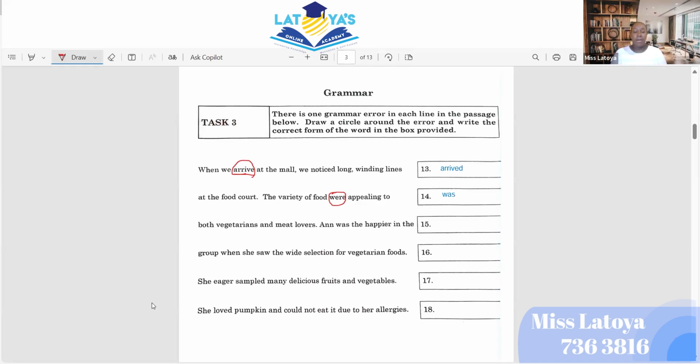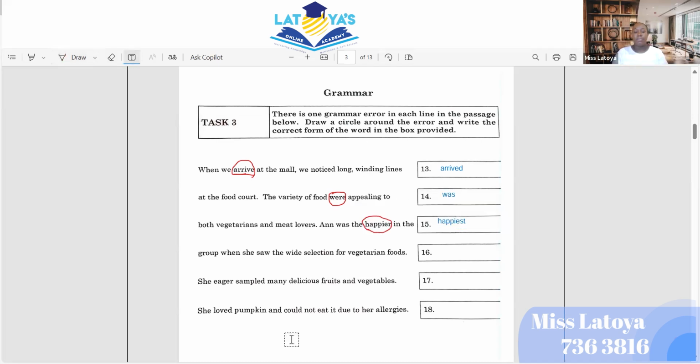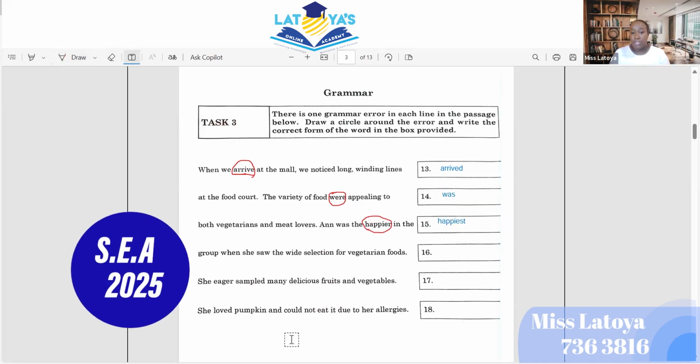Anne was the happier in the group. Happier is incorrect. We use the comparative form where we are making a comparison between 2 things. It should be Anne was the happiest in the group. We should use the superlative form. So I'm going to circle happier, and my answer should be happiest. I'm going to read it with the corrections.